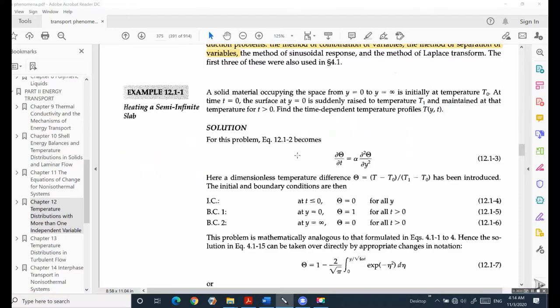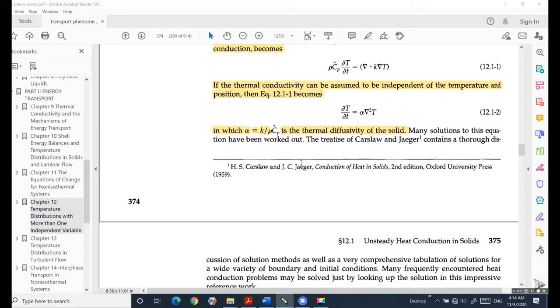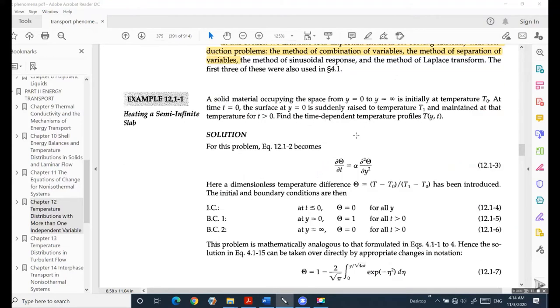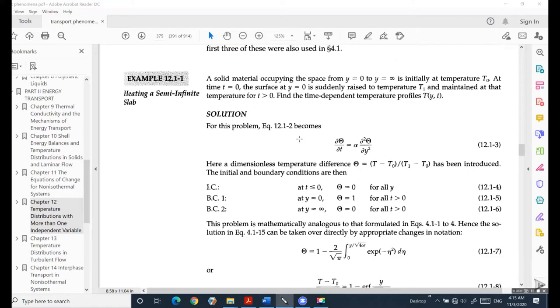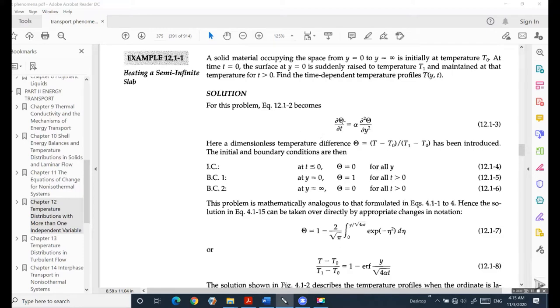In here, we're just going to use this equation here, that one. But as we have seen in chapter 4, we're just making this into a dimensionless variable. Okay, let's define that one. This is going to be (T minus T0) divided by (T1 minus T0).